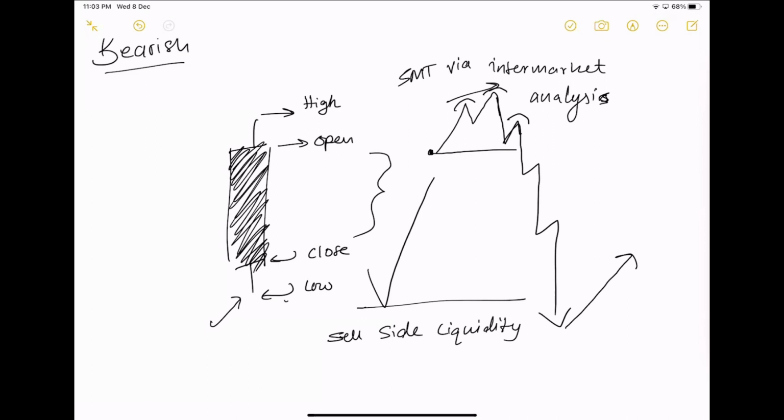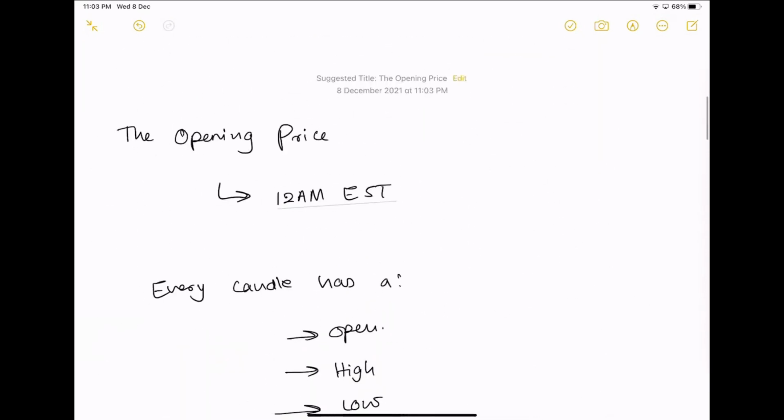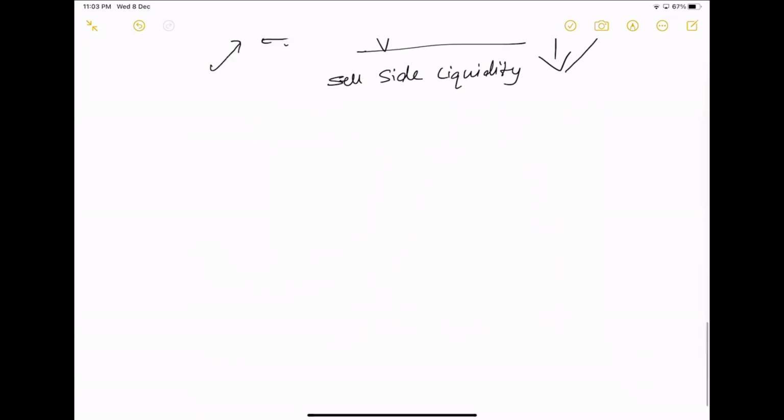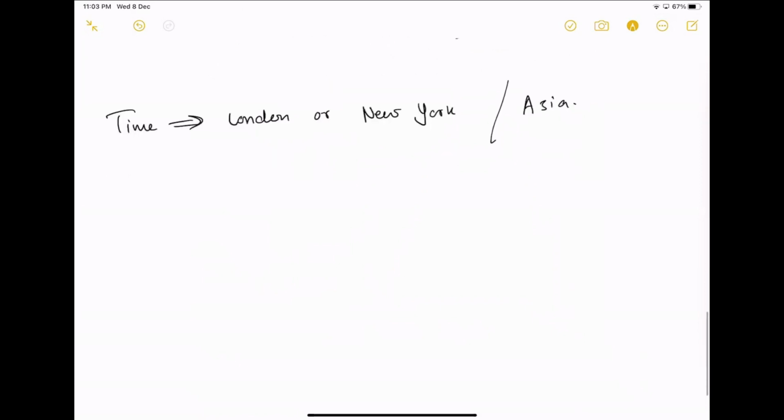So what did we learn today, or what did you hear me saying today? We understand that the opening price is very important. Now, if you want to make this into a model in and of itself, using this idea, what do you have? You have time, which is London or New York. Alternatively, you can take Asia as well. What are you looking for? Opening price.